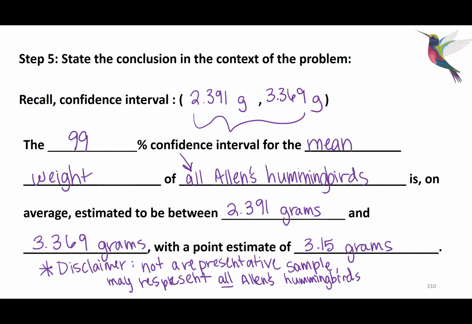So that's what I mean by including a disclaimer. This write-up should be the same, but you can write a disclaimer at the end saying, hey, it may not actually represent this whole population because of this.